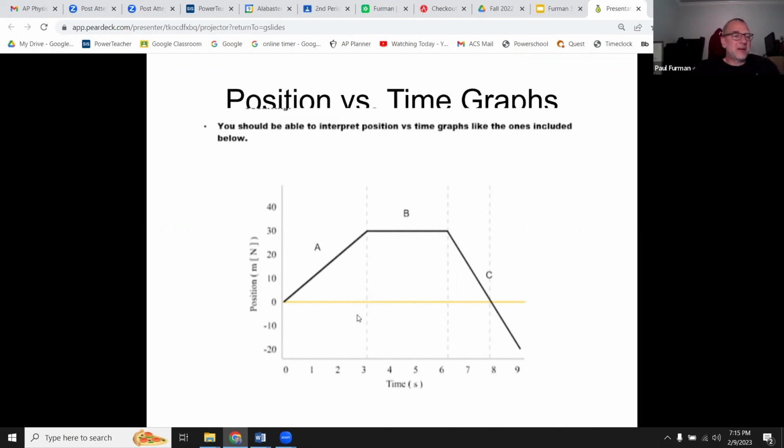So the biggest thing about any of these motion graphs is once you determine what the slope is, for example, in this graph, slope is velocity. You can use the terms interchangeably and answer some questions very quickly with a great deal of certainty in the accuracy of your answers.